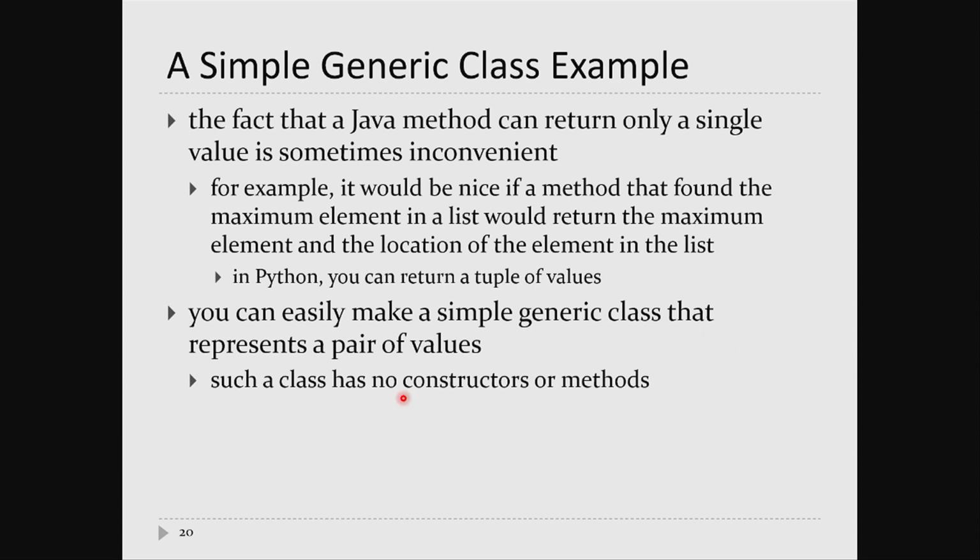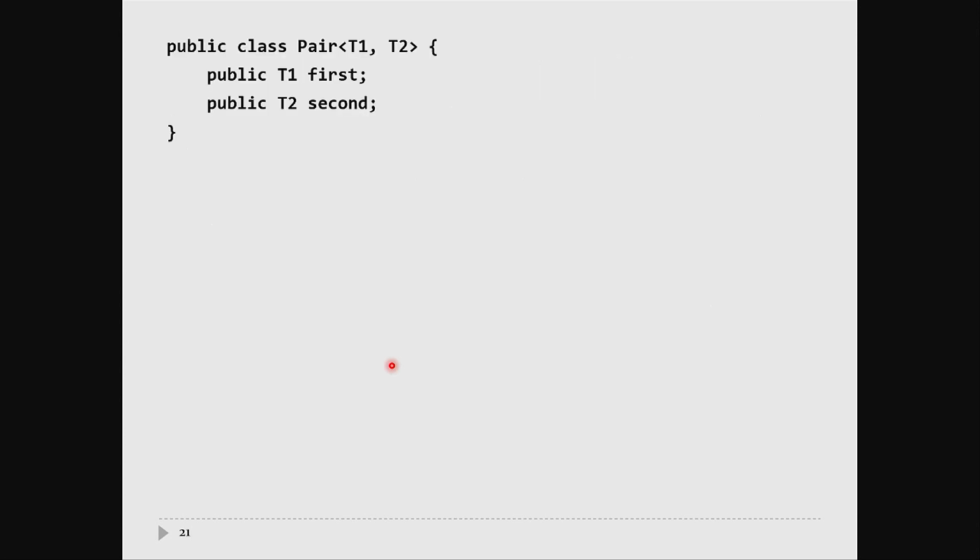So you just make a generic class that represents a pair of values, 2 values. The class has nothing in it except for 2 fields: a field for the first value and a field for the second value. It has no constructors, it has no methods. In other words, it looks like that, and that's it, that's your class. So here's my class called pair. It has 2 generic types, T1 and T2.